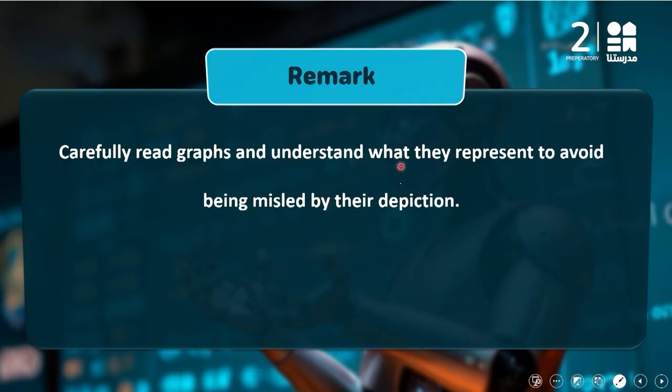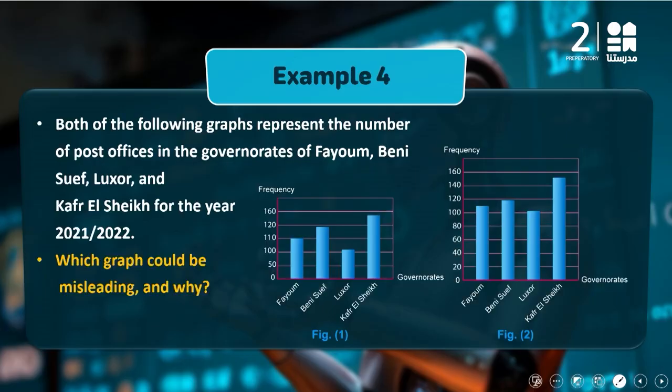Again, carefully read graphs. I must pay attention when I read any graph in front of me, to understand what it represents and avoid being misled by its depiction. In this example, both of the following graphs represent the number of post offices in the governorates of Fayoum, Bani Suef, Luxor and Kafr al-Sheikh for the years 2021 and 2022. Which graph could be misleading and why?